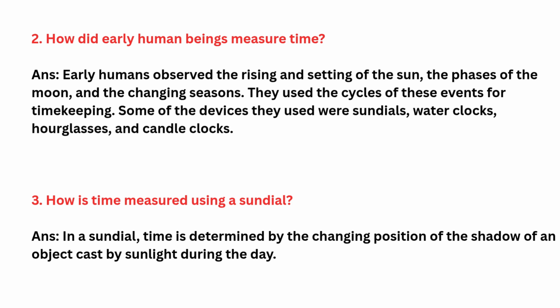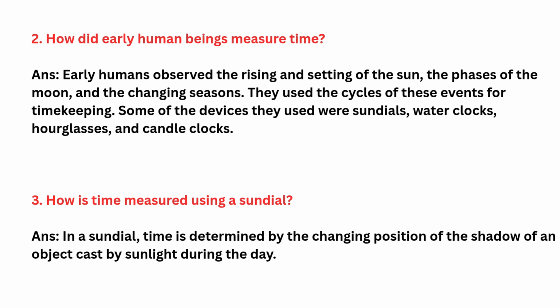Question number 2. How did early human beings measure time? Answer: Early human beings observed the rising and setting of the sun, the phases of the moon, and the changing seasons. They used the cycles of these events for timekeeping. Some of the devices they used were sundials, water clocks, hourglasses, and candle clocks.